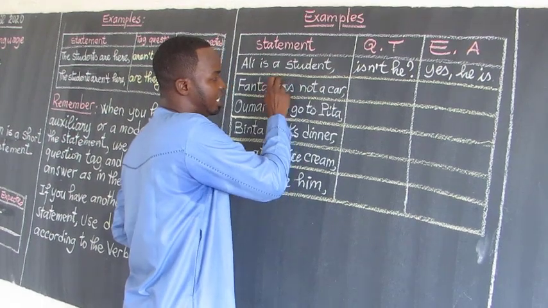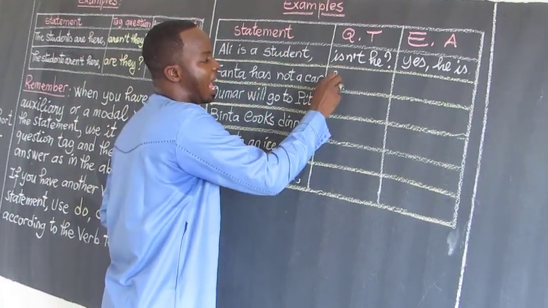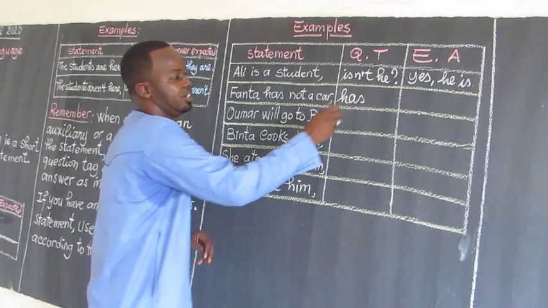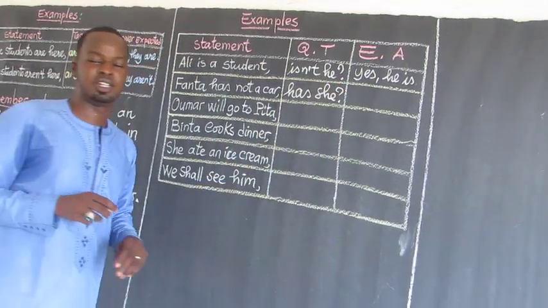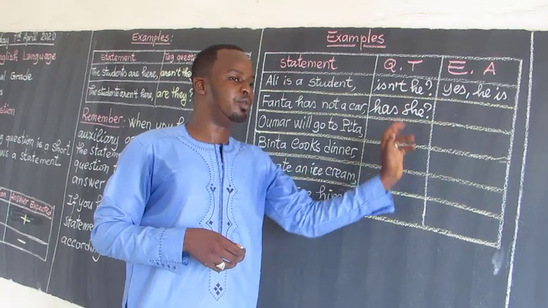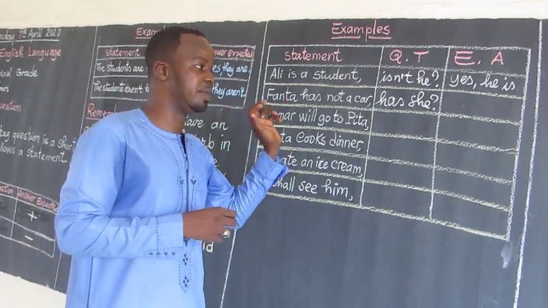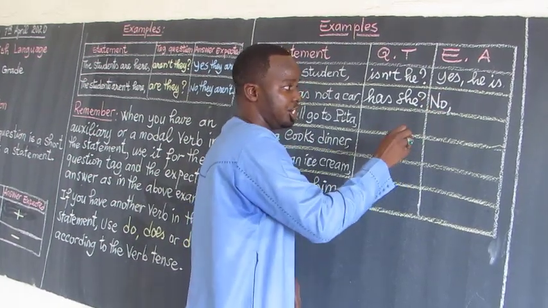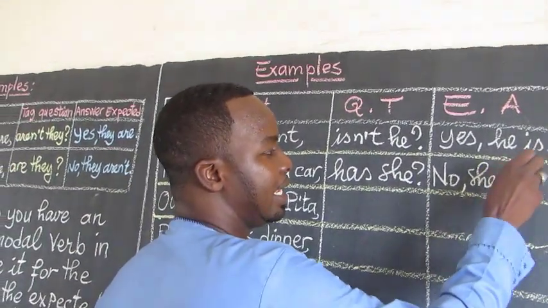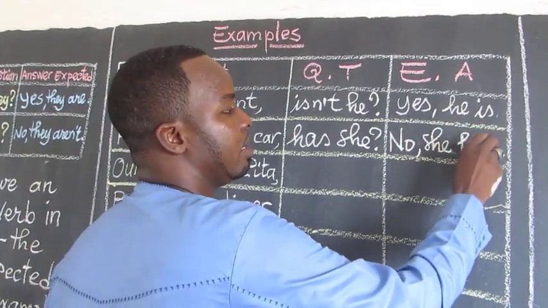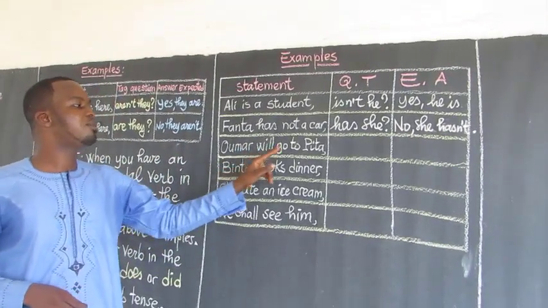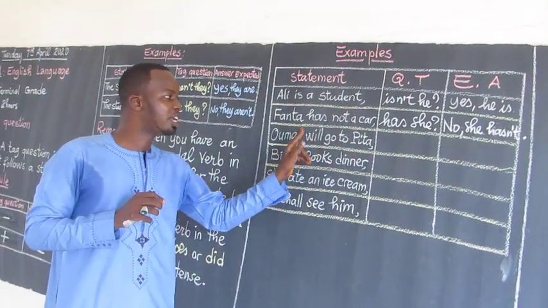We have to use the same auxiliary used in the statement, has, and we have to replace Fanta by the personal pronoun, she. We have to ask the short question by saying, has she? And then, the expected answer, we have to give a negative answer like the statement. No. For the negation, she hasn't. No, she hasn't.